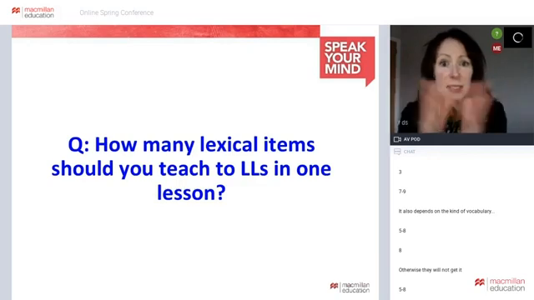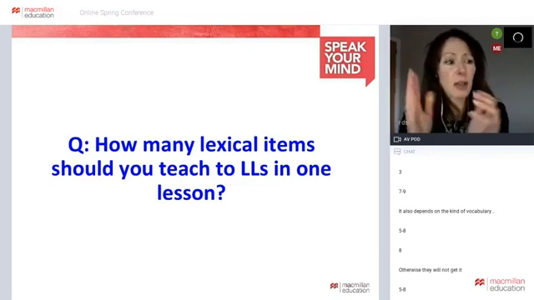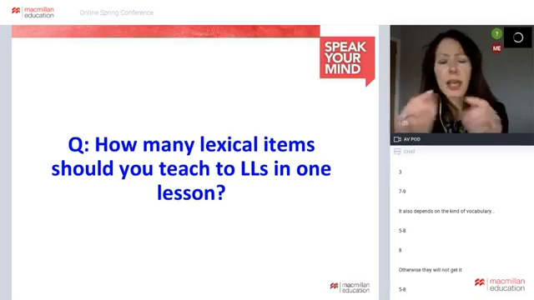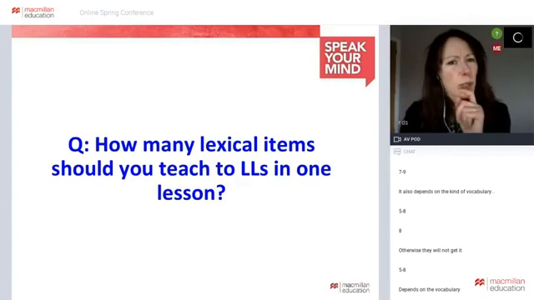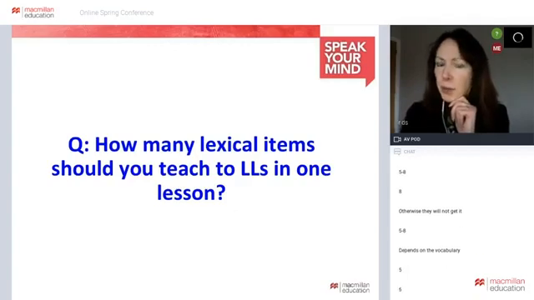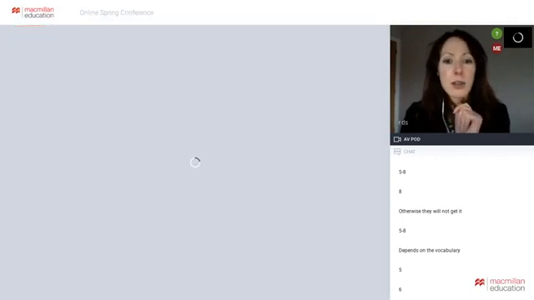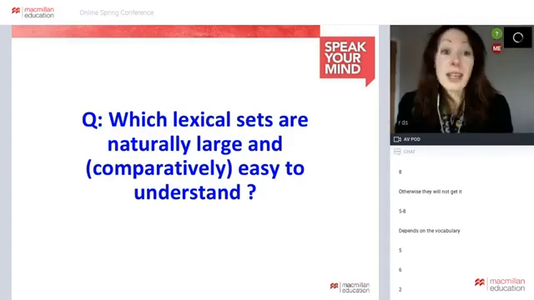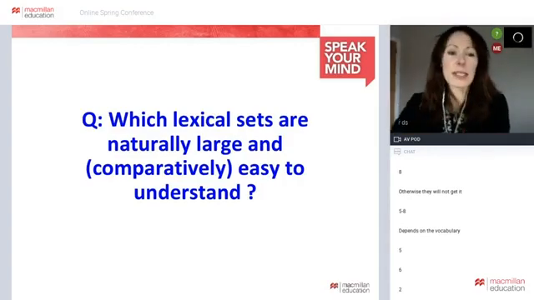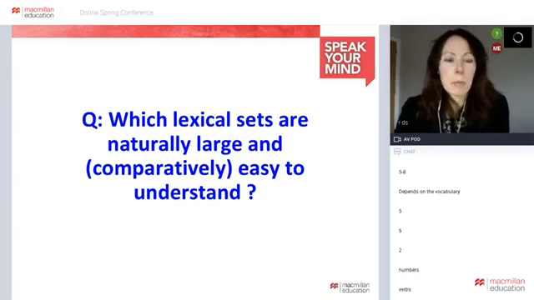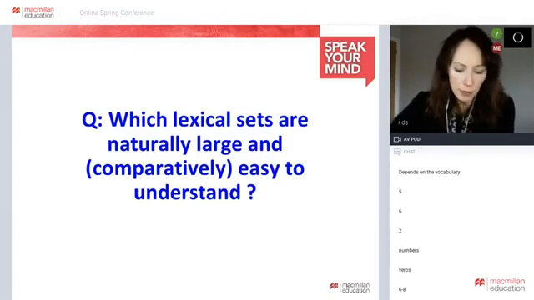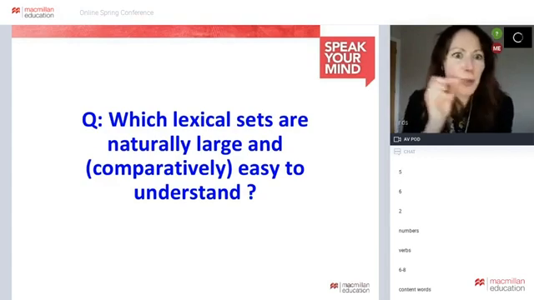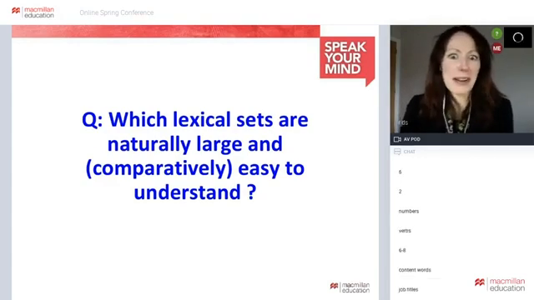So 6 to 8, 8 to 10, that's definitely the figure that I always have in mind for teaching, and it's always the figure I have in mind when writing materials, to not go above that, or maybe sometimes go above that. We've had a few answers that were above 10. So can I ask you, related to that, which lexical sets are naturally large and comparatively easy to understand? And by lexical sets, I mean a group of language on a similar topic. I won't give you an example because that might give away an answer.